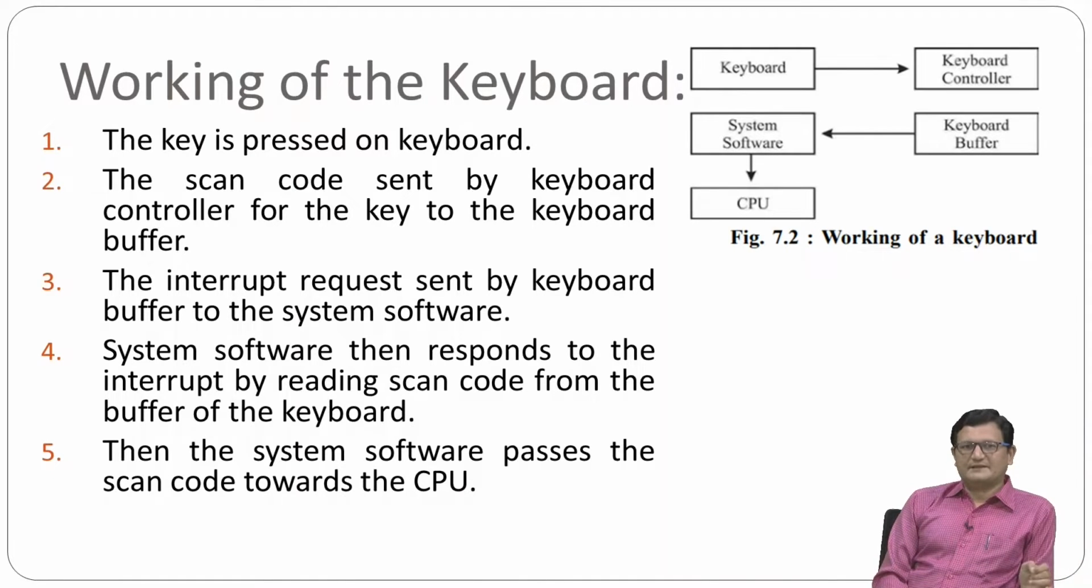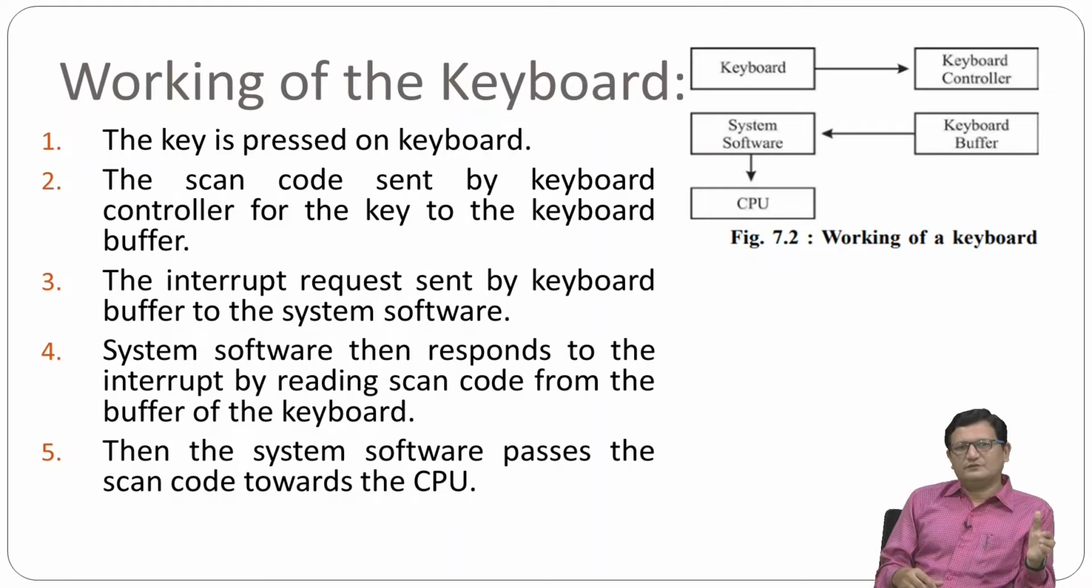The interrupt request is sent by the keyboard buffer to the system. Whenever you press a key, which key you have pressed, its signals will be stored in the buffer, and now the buffer will send an interrupt signal to the system. Obviously at that time the CPU is doing some other work. So how will the system come to know that somebody has pressed a key?